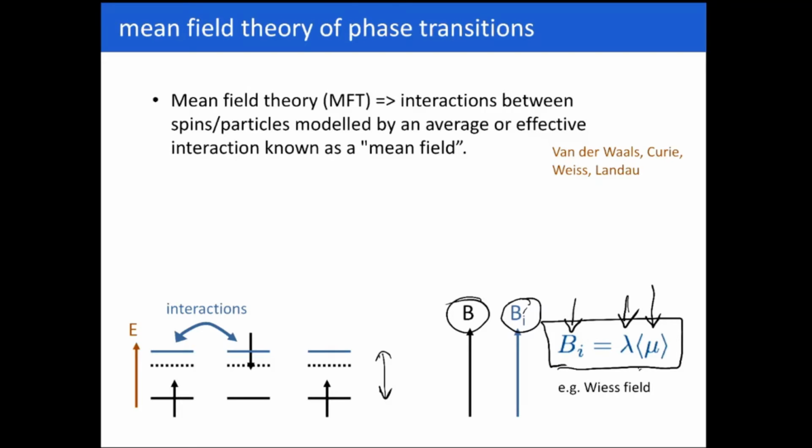So this is sometimes called the Weiss field. It occurs in many theories of phase transitions in other contexts as well. For example, it occurs in the van der Waals equation, where you get the liquid gas phase transition. It's a mean field picture, and I've just mentioned the Weiss field, and it also occurs in Landau theory of phase transitions.